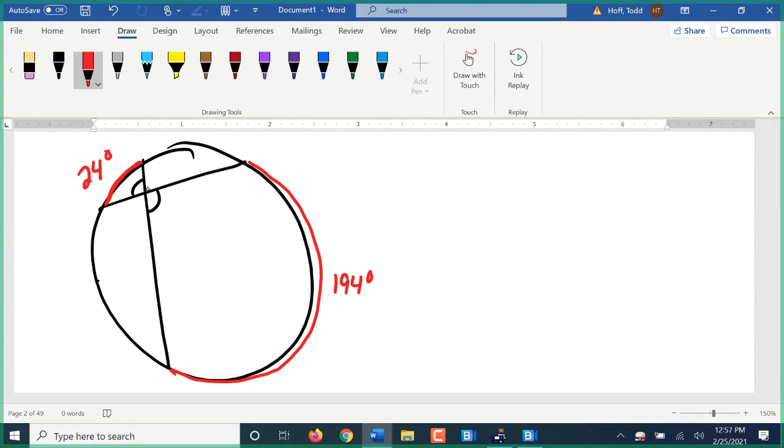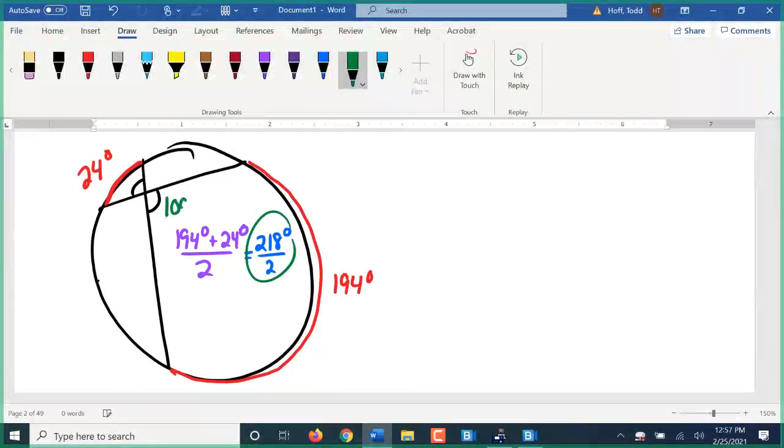This angle then has to be the average of those two arcs. 194 plus 24 over 2. 194 plus 24 is 218 over 2, which gives 109 degrees. Is that angle?